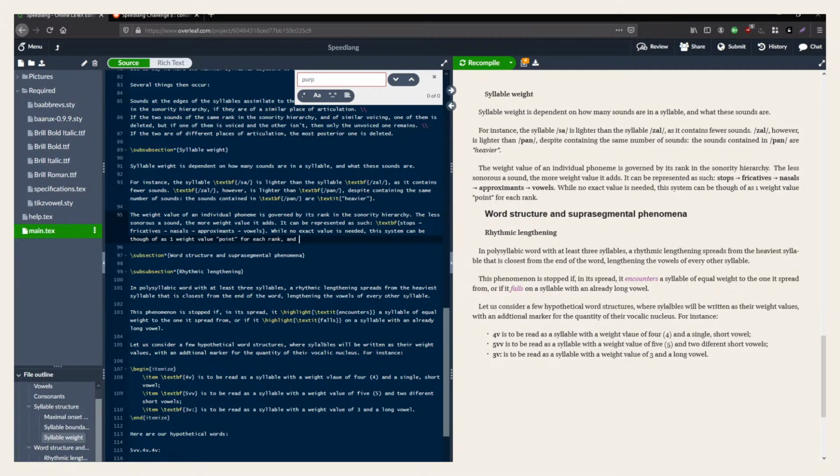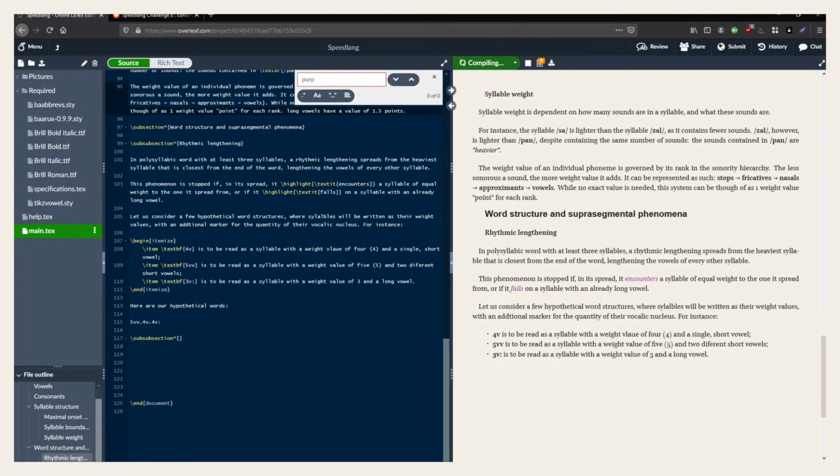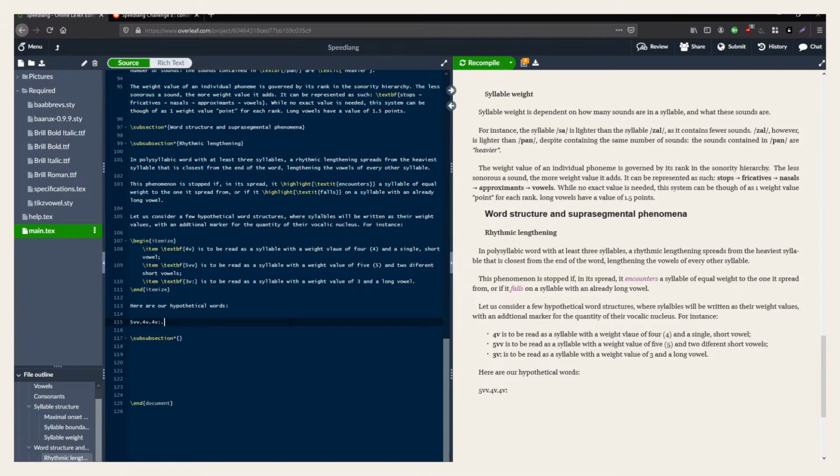I'm going to decide that long vowels are worth twice the points, one for each. Actually, no. Long vowels have a value of 1.5 points. Let's go with that. 2V. I'll probably bother making trees later, just detailing everything.